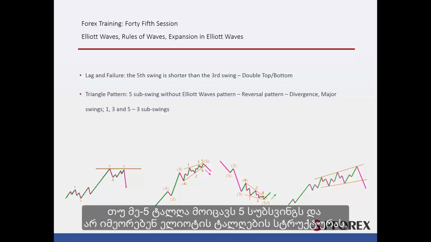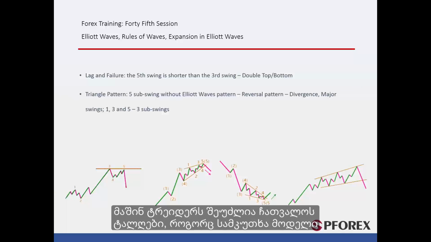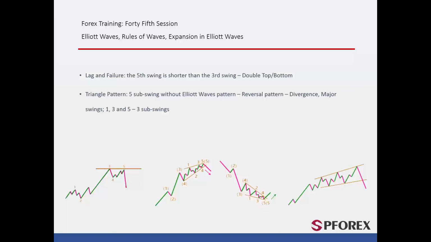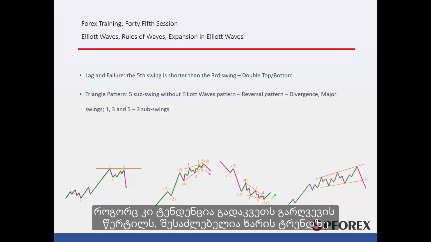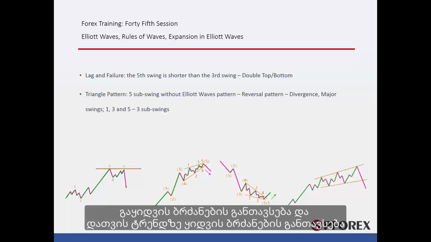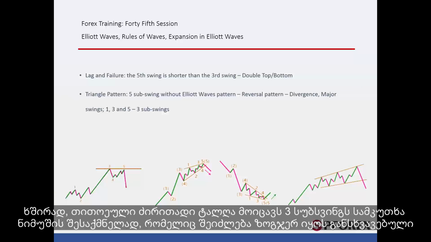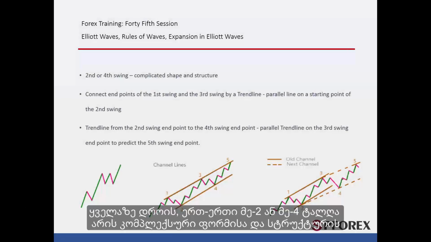If the fifth swing includes 5 subswings, and those subswings do not have Elliott waves patterns, then a trader can consider the swings as a triangle pattern. As a trend crosses a breakout point, a sell order on a bullish trend and a buy order on a bearish trend can be placed. Frequently, each major swing will include 3 subswings to form a triangle pattern, which may sometimes be divergent. Most of the time, one of the second or the fourth swing may have a complex shape and structure.